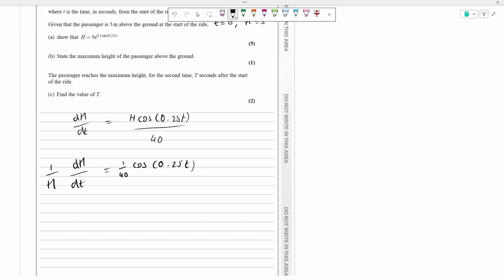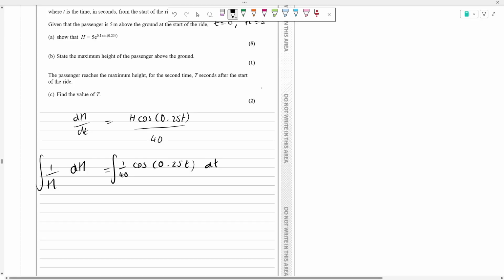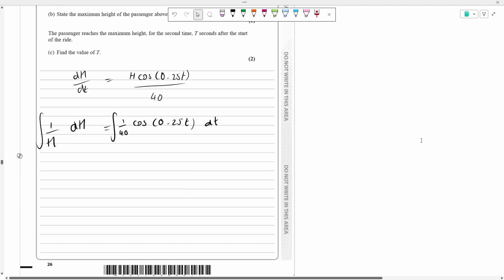And I'm also going to quote unquote multiply up by dt, and essentially what that does is, if I multiply up by dt, this allows it to become an integral. So you have everything in terms of h dh, everything in terms of t dt. I have essentially integrals of these two, and now I can integrate both of these functions.